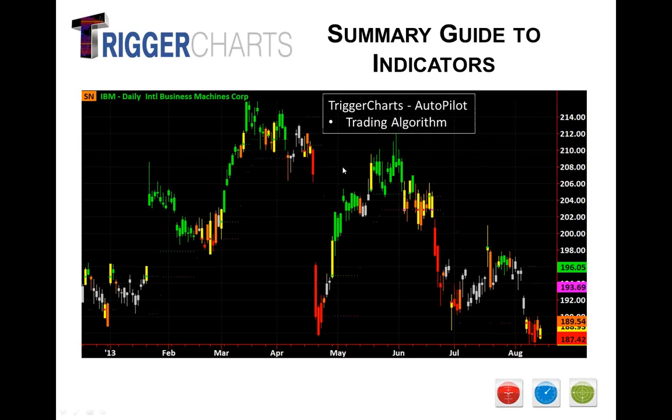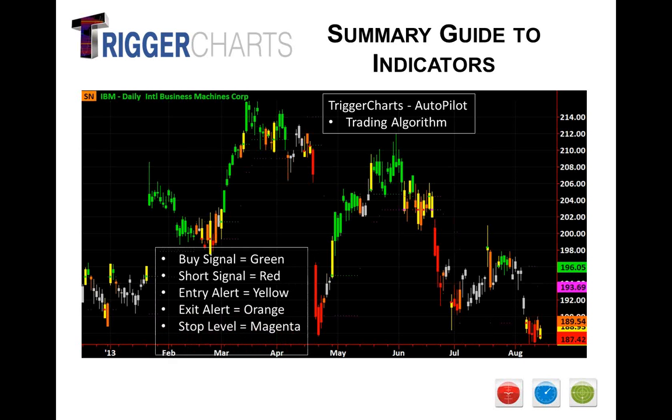Okay, this is a trading algorithm. This is essentially a strategy that's wrapped up in an indicator so that you can have signals and you can do things like put an alert on certain things, so that when it breaks, you'll be alerted to it. And there's a few other components to this as well that you can look at. Basically, it's color-coded. So you have a green buy signal, short signal is red, an entry alert is yellow.